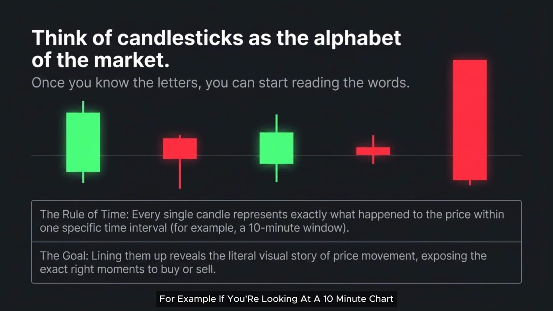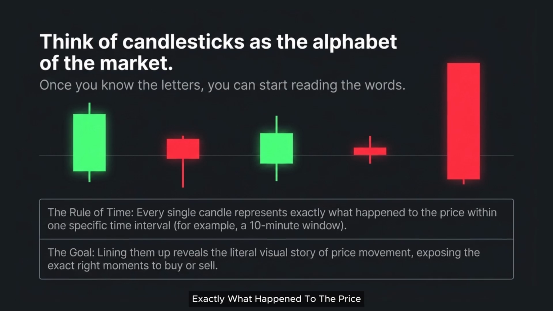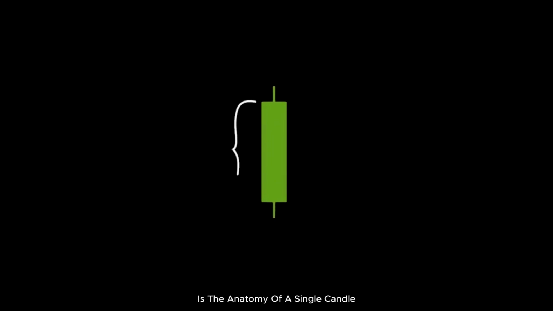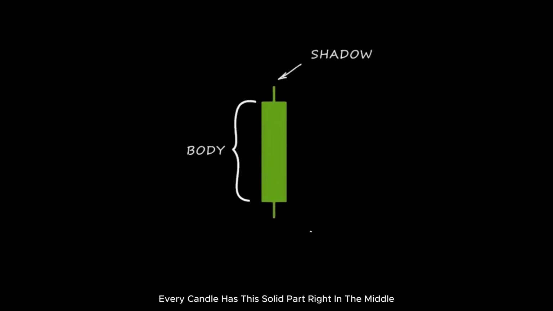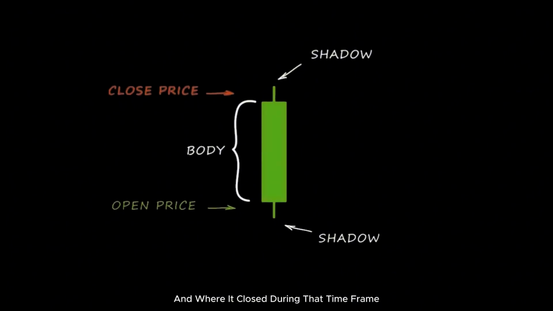For example, if you're looking at a 10-minute chart, every single candle you see represents exactly what happened to the price within that specific 10-minute time interval. Now, what's really interesting about this is the anatomy of a single candle. Every candle has the solid part right in the middle, and we call that the body. This body shows you the exact range between where the price opened and where it closed during that time frame.